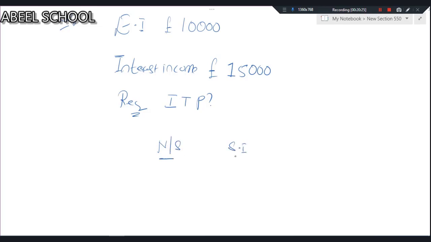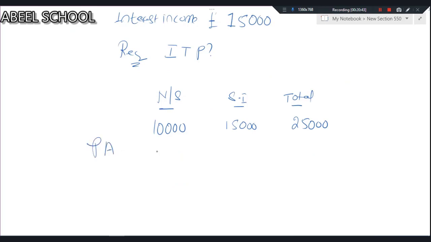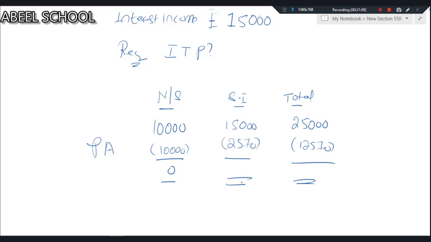Non-saving, saving, and the third column is total. Obviously, employment income is a non-saving income, which is 10,000. Saving income is 15,000. So altogether we are getting 25,000. Personal allowance, obviously you need to deduct first from the non-saving. But still the entire personal allowance we have not used. The limit of the personal allowance is 12,570. Out of that we have only used 10,000. So the remaining personal allowance, which is 2570, will be deducted from the saving income. So 15,000 minus 2570, we are getting 12,430 taxable income.